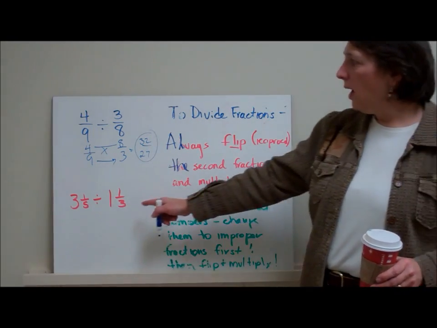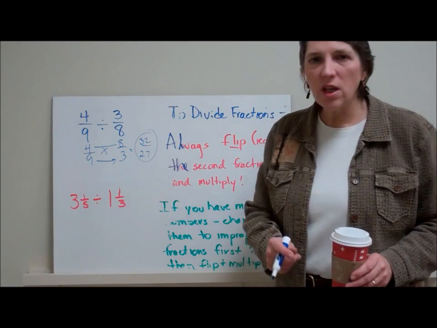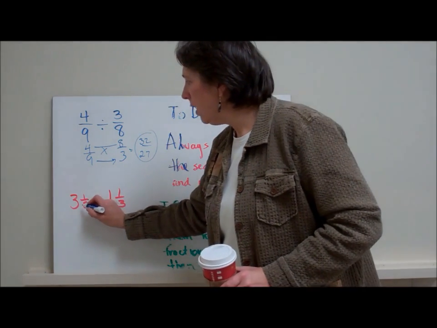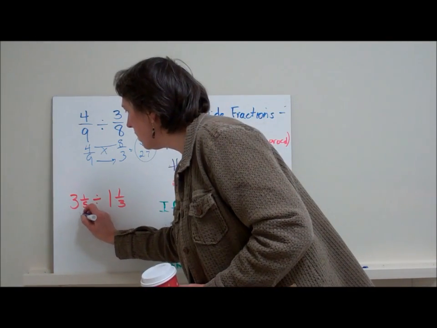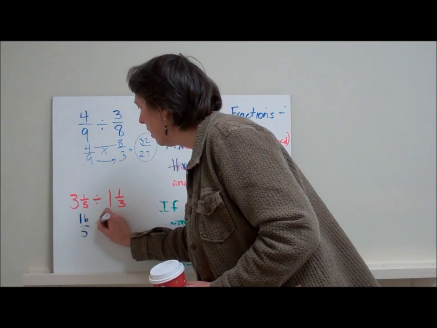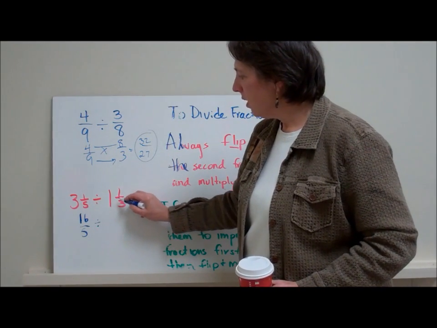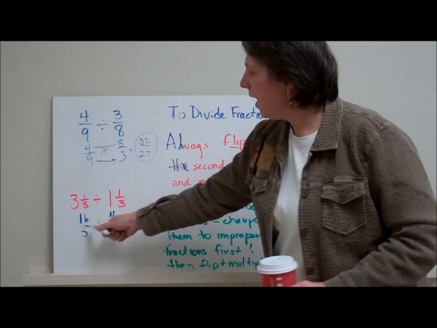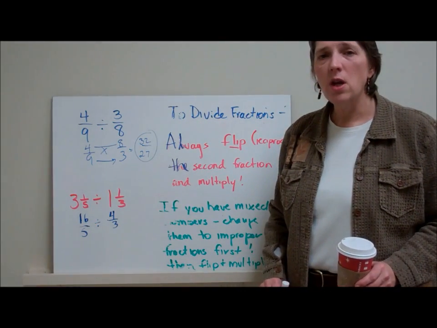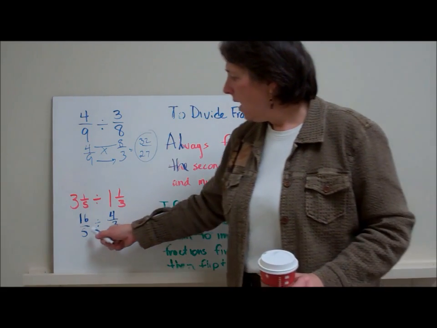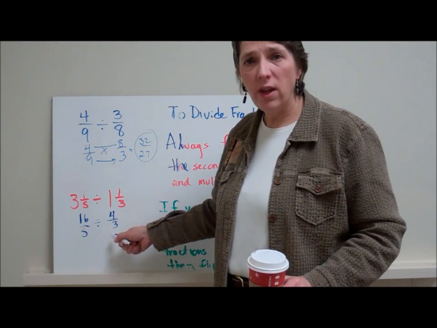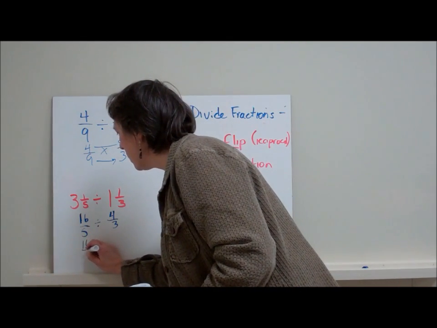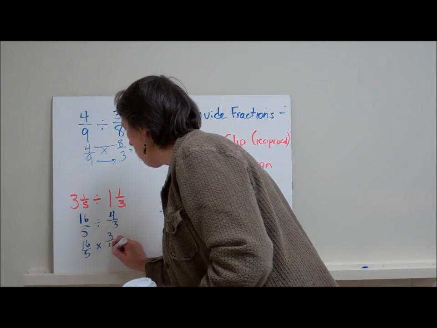Now let's look. Here we have two mixed numbers. The first thing we do is we change them both into improper fractions. So 3 1/5, 3 times 5 is 15, plus 1 is 16/5. And 1 1/3 is 1 times 3 is 3, plus 1 is 4, so I have 4/3. Now, I've changed my mixed numbers into improper fractions. The rules still follow. The second number I flip, which is called taking the reciprocal, and I change it to multiplication. So I have 16/5 times 3/4.